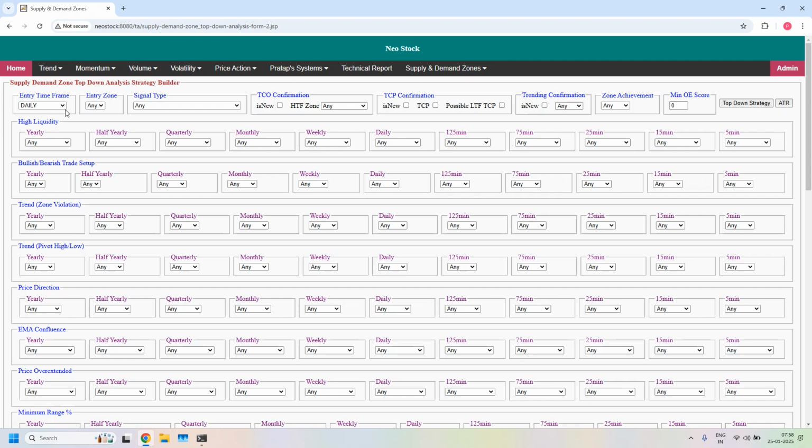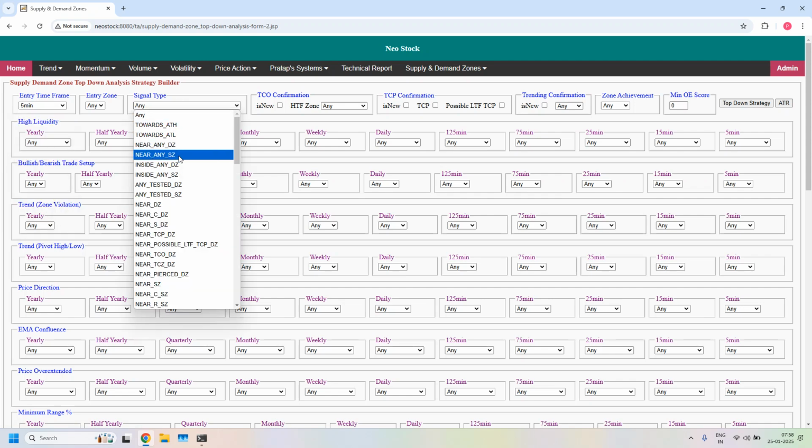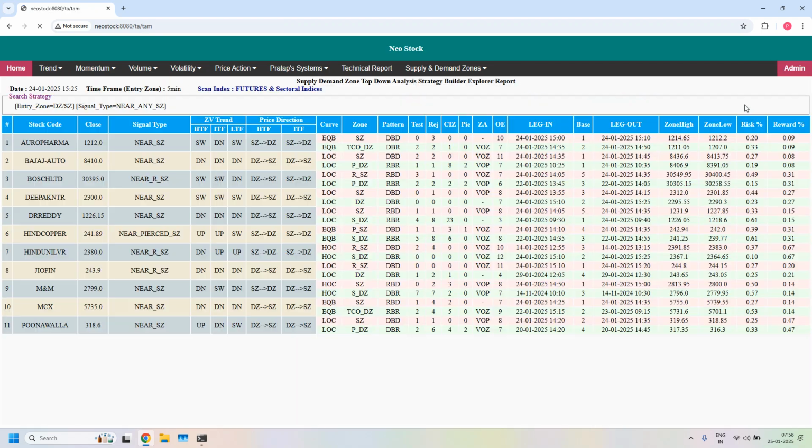Okay, next, for the 5 minutes time frame, stocks near 5 minutes supply zone, we got 11 stocks. Out of these 11, how many supply zones are having ITF supply zone confluence? Let us verify.